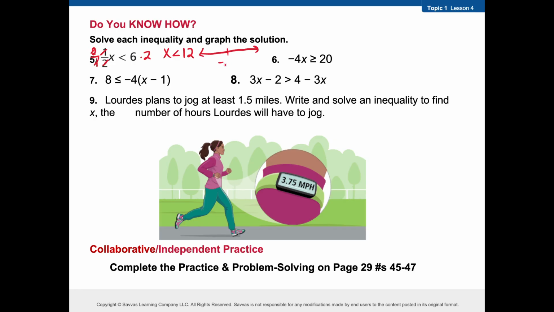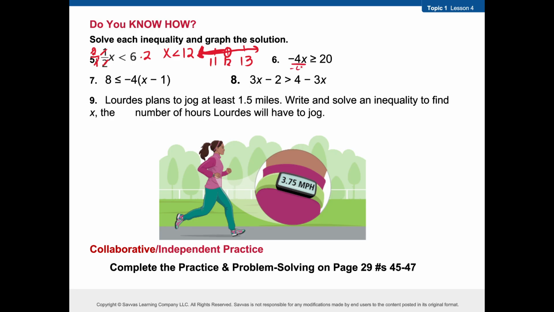If I were to graph it, it's not negative. It would be an open circle, x is not including 12. Then I have 11 and I have 13. 11 is less than 12, so I would shade towards the left.